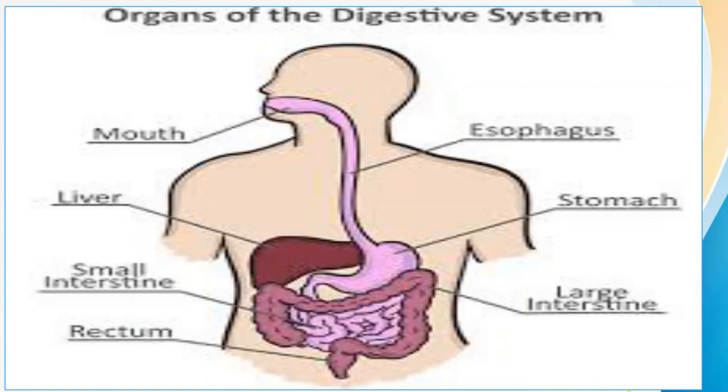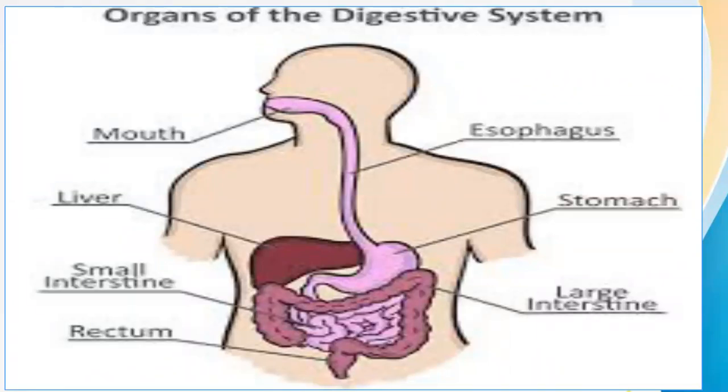Mouth, this is the mouth through which we eat our food, we take in our food. It leads into a pipe-like organ which is called esophagus. Esophagus leads into the stomach. The stomach is connected with the small intestine, large intestine, and finally it is passed out through the rectum.